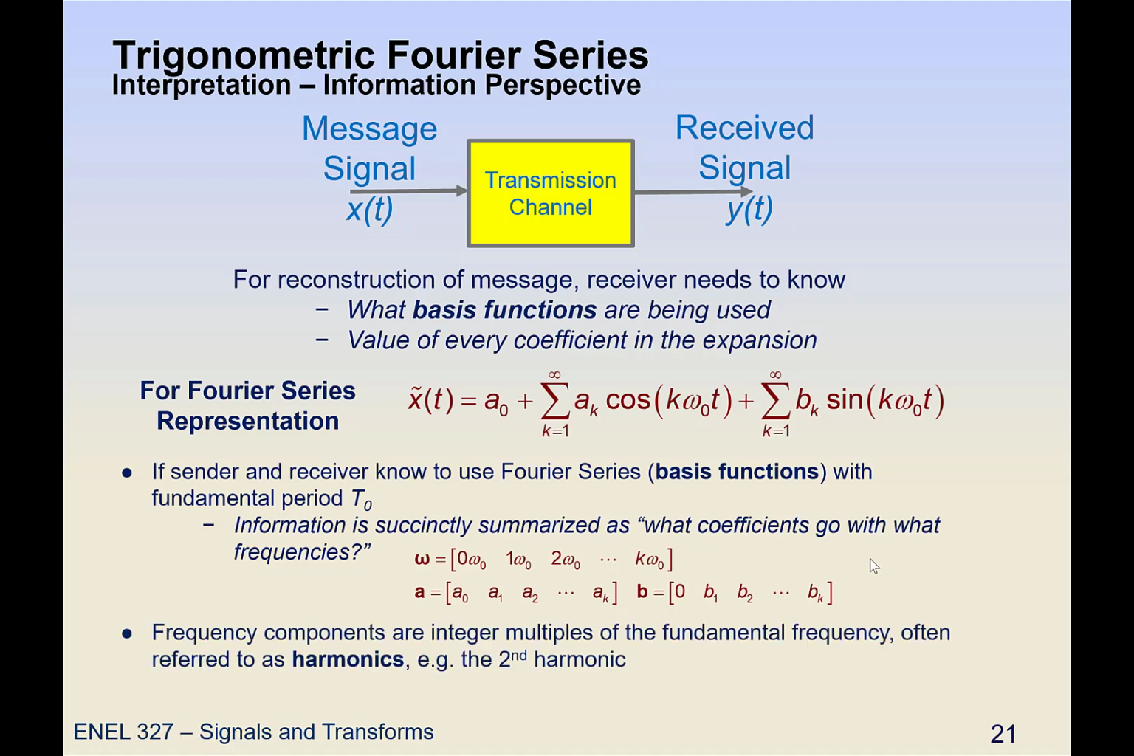Those frequency components, or the coefficients that go along with those frequency components, are integer multiples of the fundamental frequency, and from a terminology perspective, you'll hear this all the time. Those are referred to as the harmonics. So the fundamental is omega naught. The harmonics are 2 omega naught, 3 omega naught, 4 omega naught, etc.